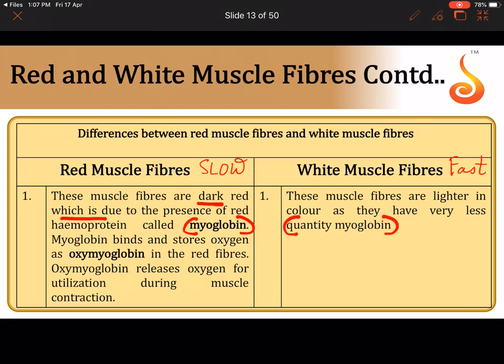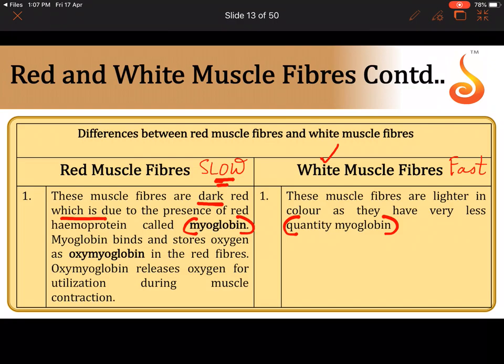But these white muscles have less amount of myoglobin, that's why they appear white in color. Since red muscles are slow, they are mostly used to carry out certain functions, like for example maintenance of body balance and posture. But white muscles are very, very quick, and therefore they can develop a lot of tension in them.